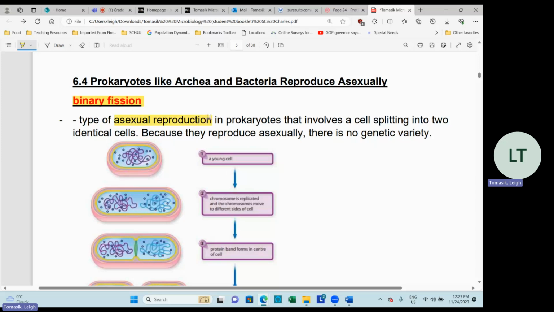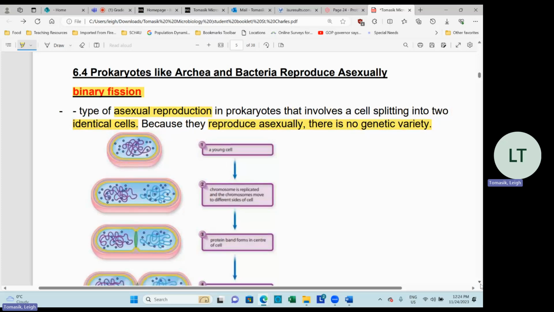Remember how with mitosis you got genetically identical daughter cells? Same thing with binary fission. They just make a perfect copy of their DNA. One goes to the left side of the cell, one goes to the right side of the cell, and then a cell membrane forms between them, right? So it splits into two identical cells. Because they reproduce asexually, there's no genetic variety.